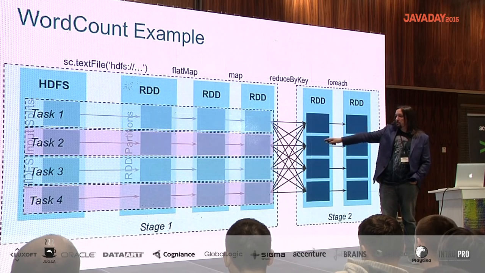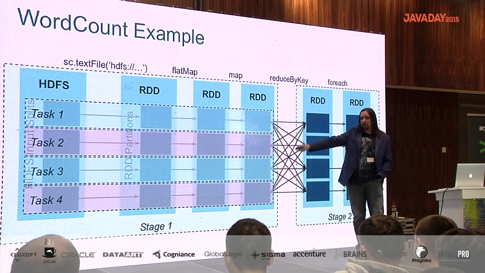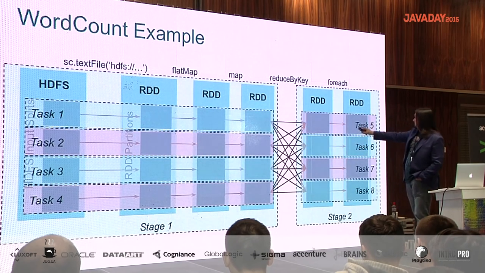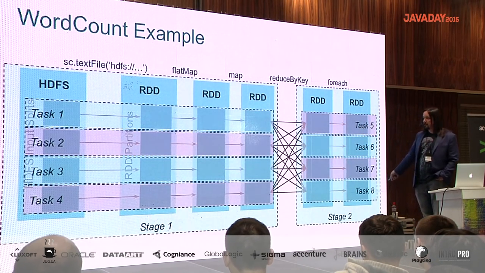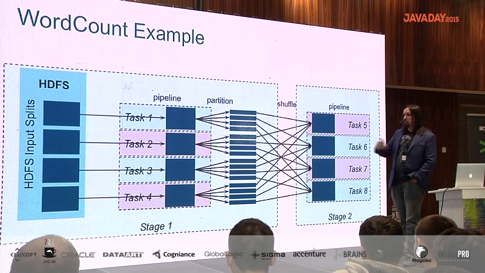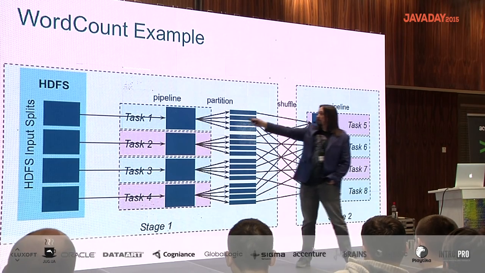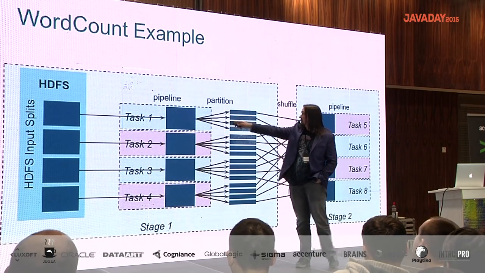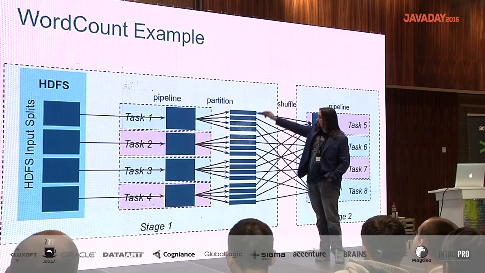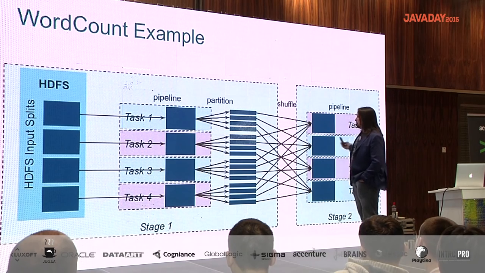Task 1, task 2, task 3, task 4. Everything that can be pipelined for a single partition will be pipelined. And here we got task 5, 6, 7, 8. Here is how it looks. And in the end, the execution logic itself will be the following. We read data from HDFS, we execute all the transformations in a single task, and we generate partitions. One partition for each of the output files.